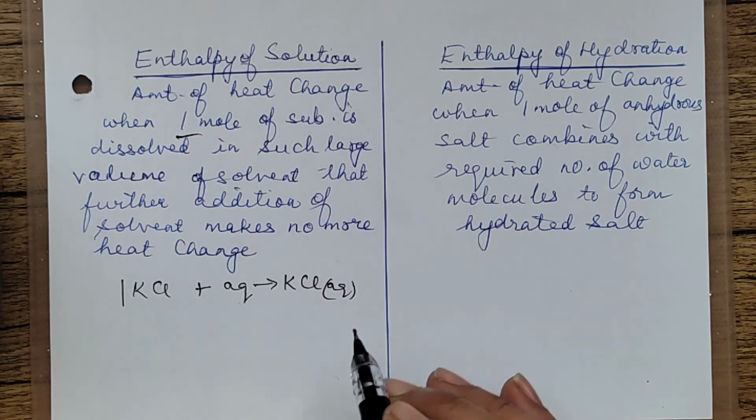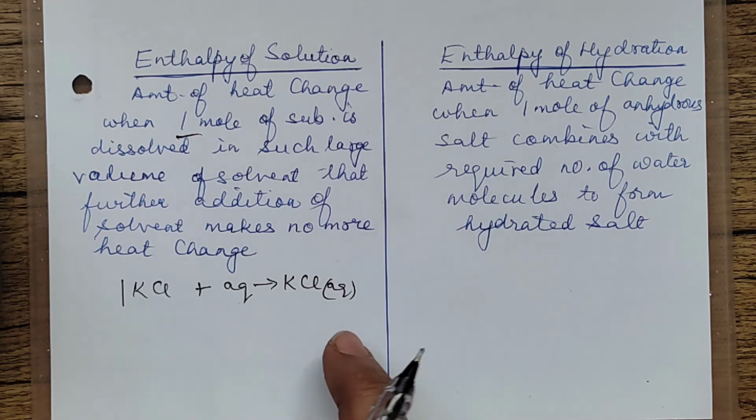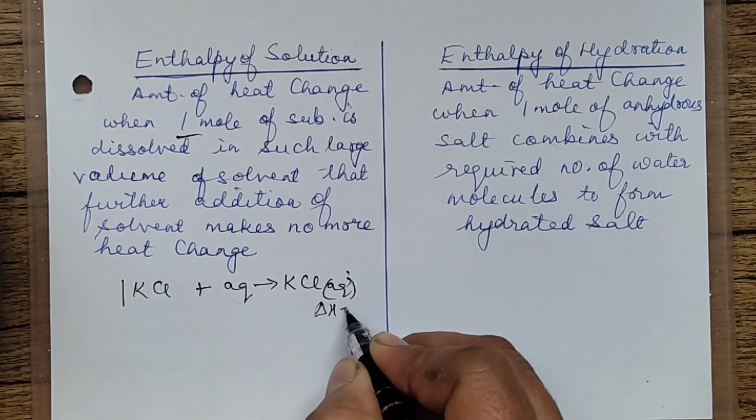Okay, in that process, how much heat is evolved or absorbed? Anything it can be. That depends upon what reaction you are talking about. It can be endothermic or exothermic. So the enthalpy change which is taking place, in this case, the enthalpy change is plus 18.6.